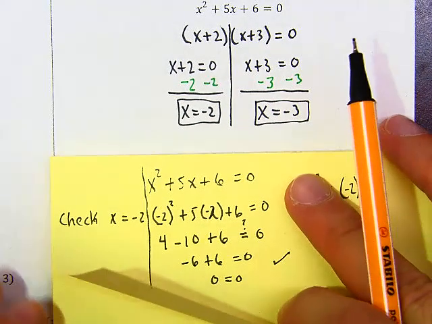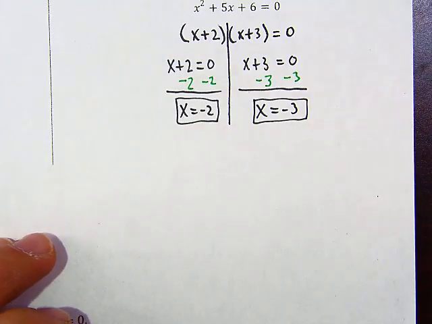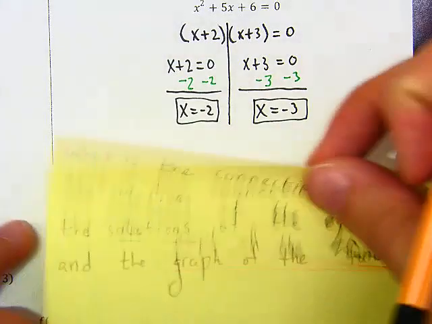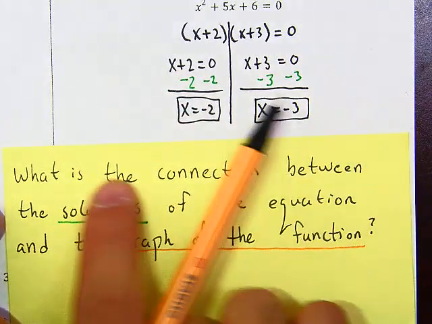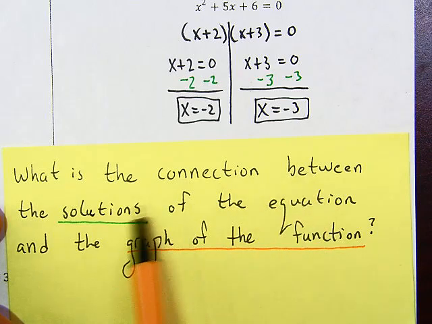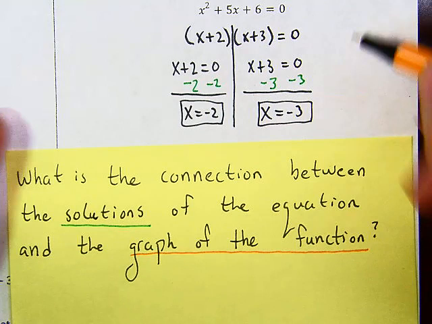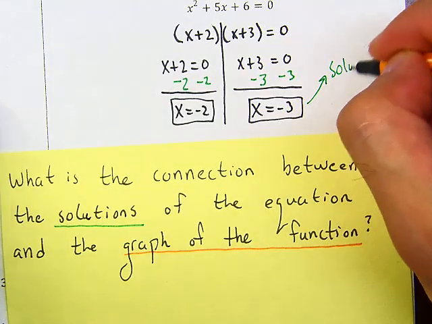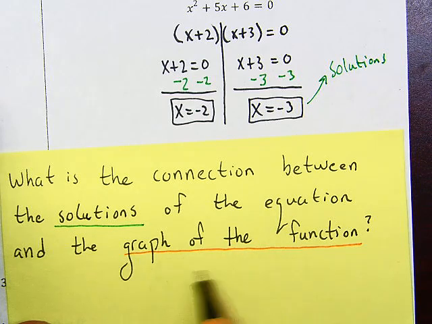So the first part seems not too bad, but the next important question we need to ask ourselves is this one over here. And what I'd like you to do is please take a second, pause the video, and write this down. What is the connection between the solutions of the equation, these are the solutions over here, and the graph of the function?